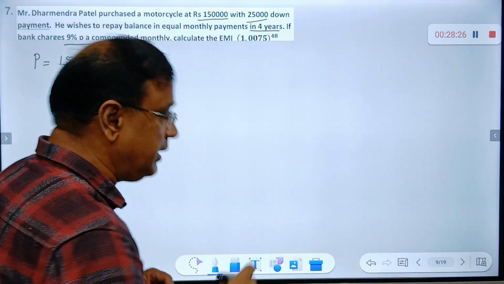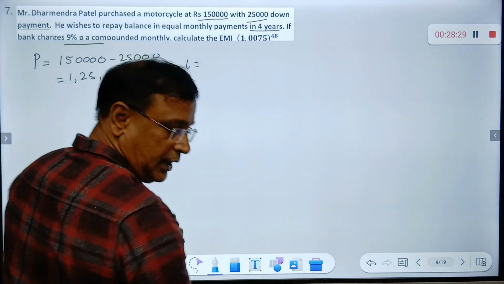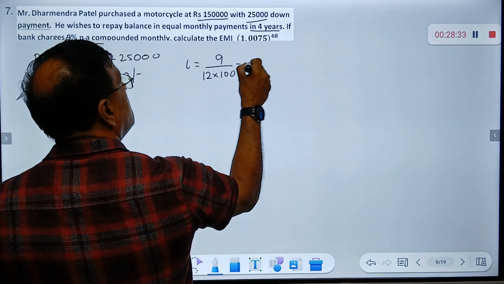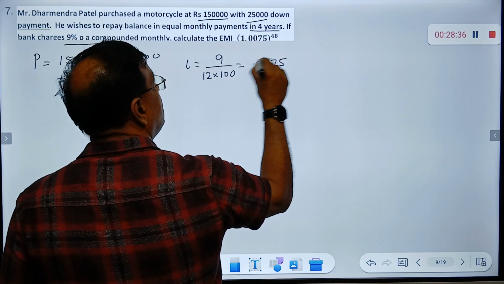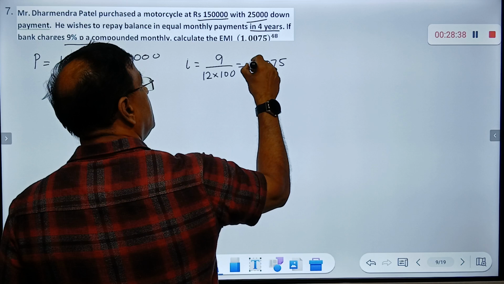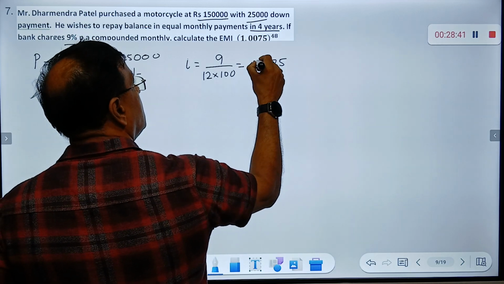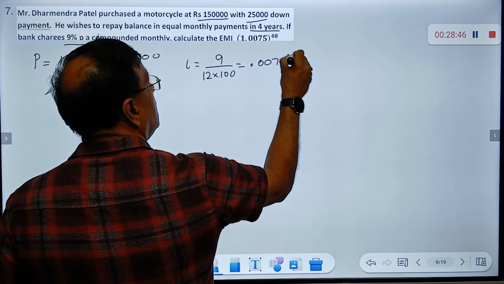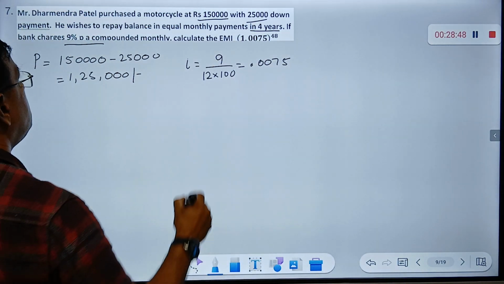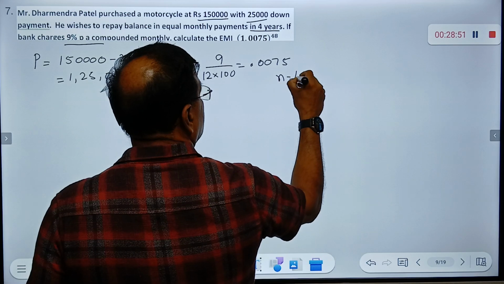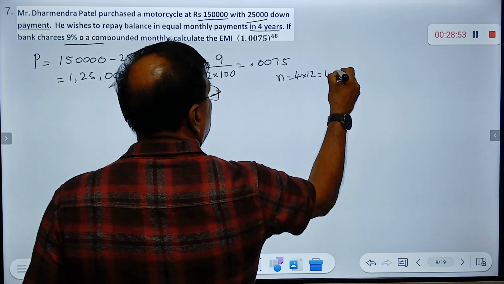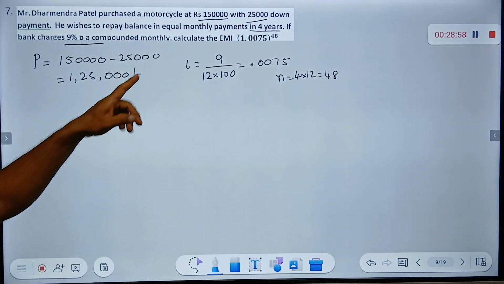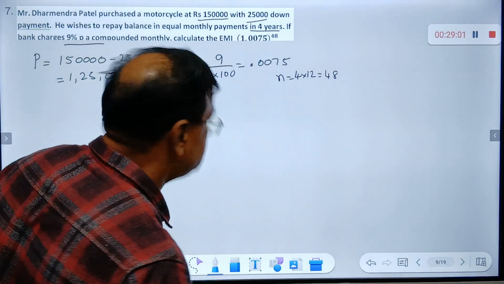Once you've got that, what is my interest? My interest is 9%, right? So 9 by 12 into 100, which is 0.0075. You don't even have to calculate because the hint is there. Now what is the number of years? Number of years is 4 into 12, which is 48. You cannot make a mistake when they give you this value. I think somehow the value got removed. I will tell you the value. It's not a big thing.